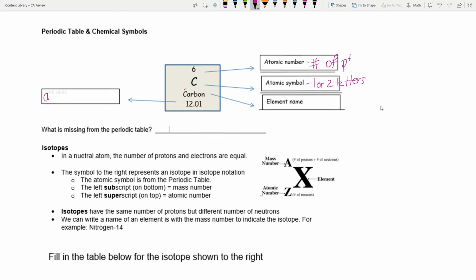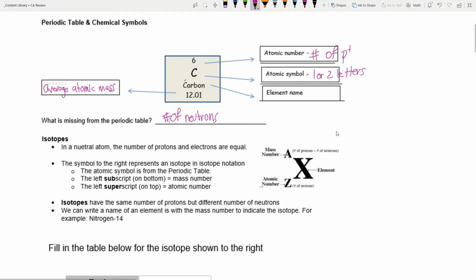This is the average atomic mass of that element, and I say it's an average because it's a weighted average of all the different isotopes, something we'll review in a little bit. The only thing that is missing from the periodic table is the number of neutrons, though you can figure out the number of neutrons from the atomic mass. Again, something we will talk about further down.